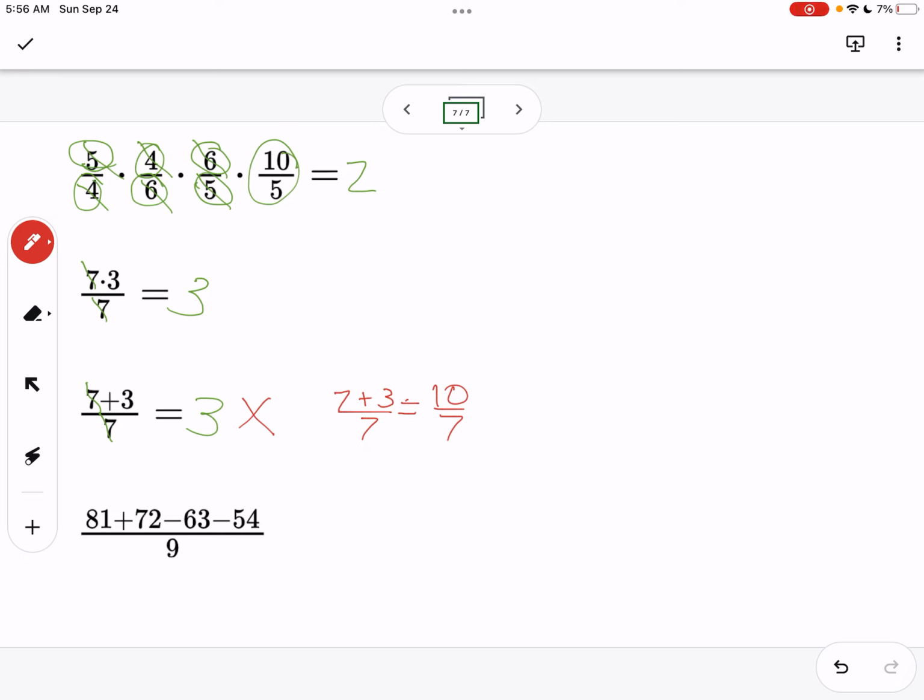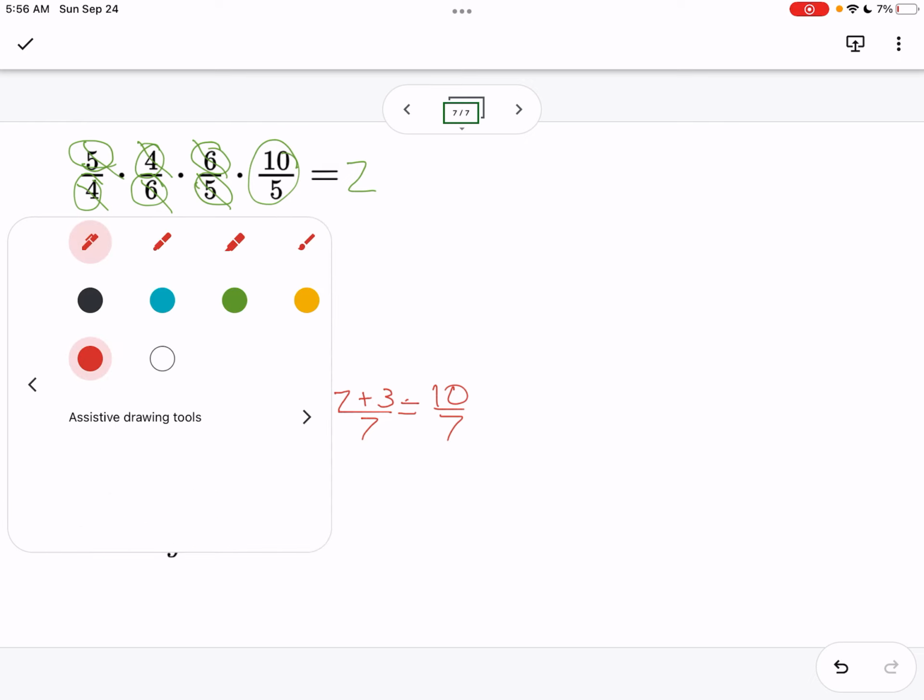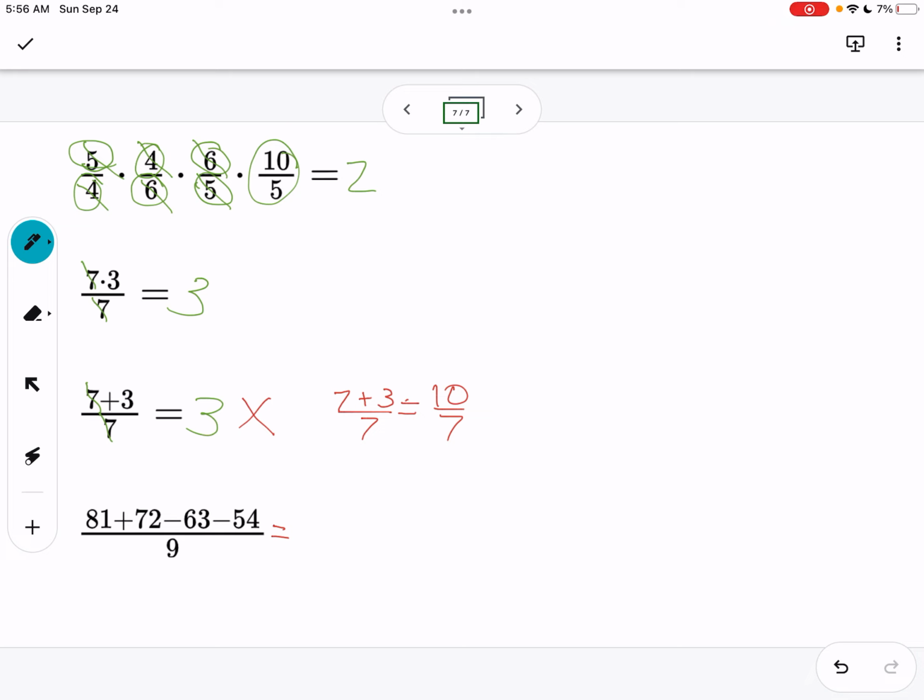And then our last expression. Oh, wow, that's a lot of adding and subtracting, and I don't want to do all that. And I don't have to do all that. I can recognize that every term in the numerator is a multiple of 9. So we can factor out a 9 in the numerator.